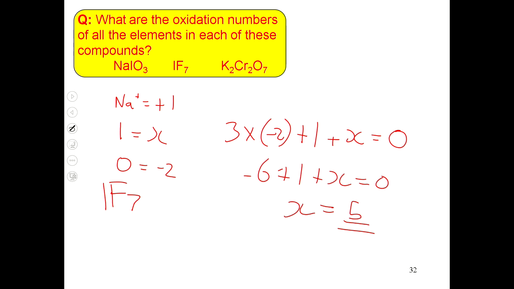Chlorine is always minus 1. Yes. It's negative one. Keep paying attention.